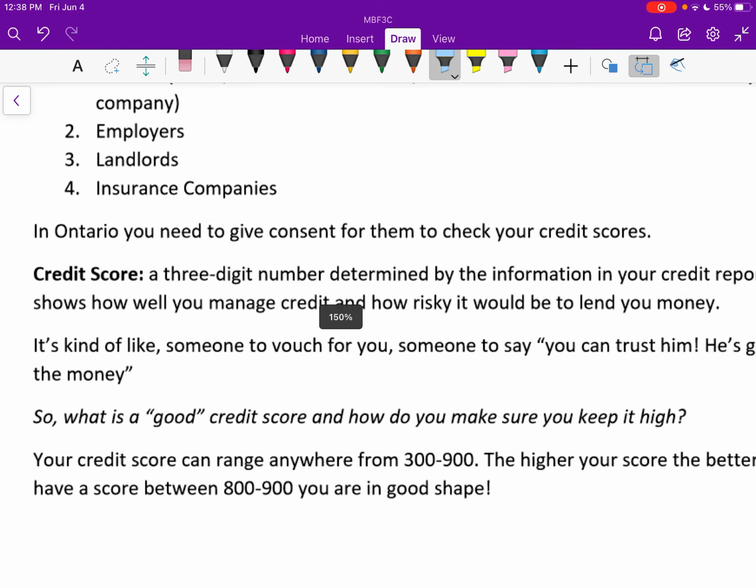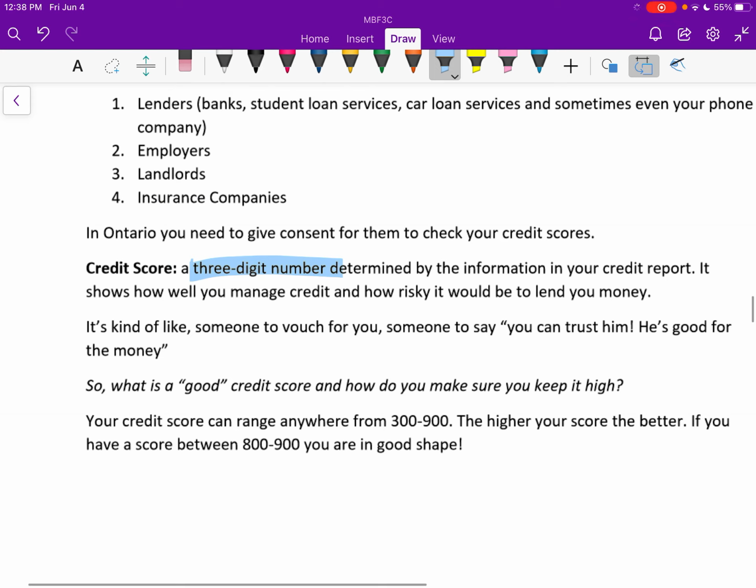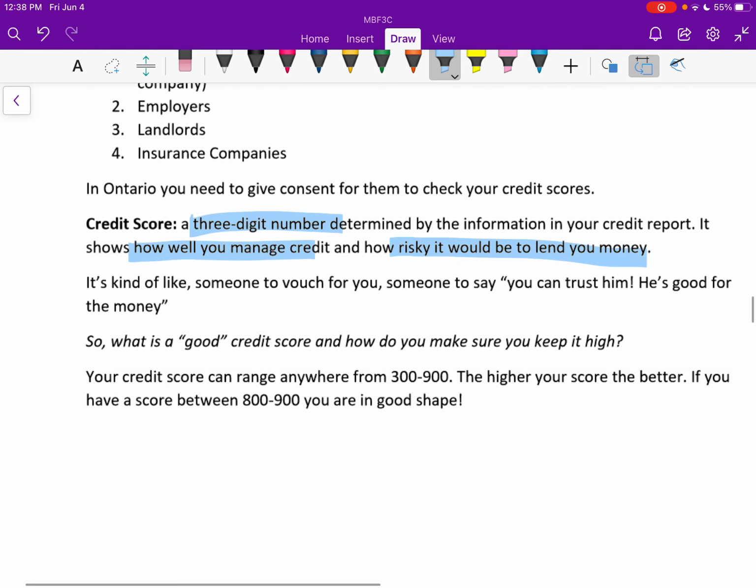What is the credit score that we've been talking about? Your credit score is a three-digit number determined by the information in your credit report. It shows how well you manage credit and how risky it would be to lend to you. A credit score is the bank's way of knowing that you're good for the money. It's like someone who vouches for you, saying, hey, trust him, they're good for the money.